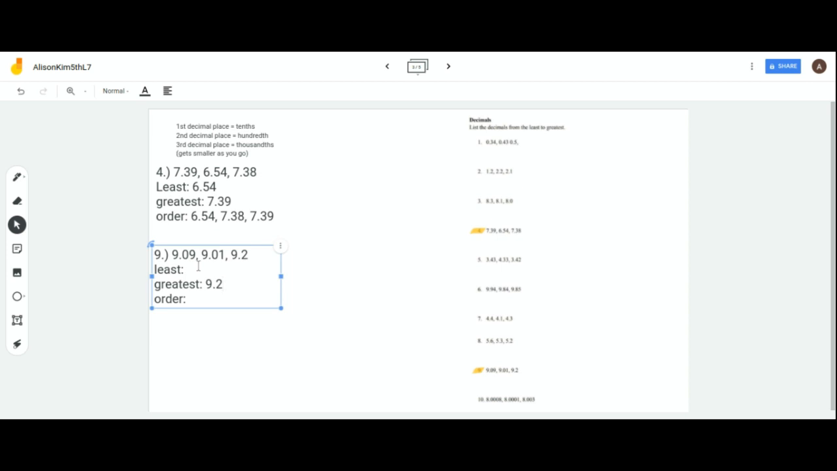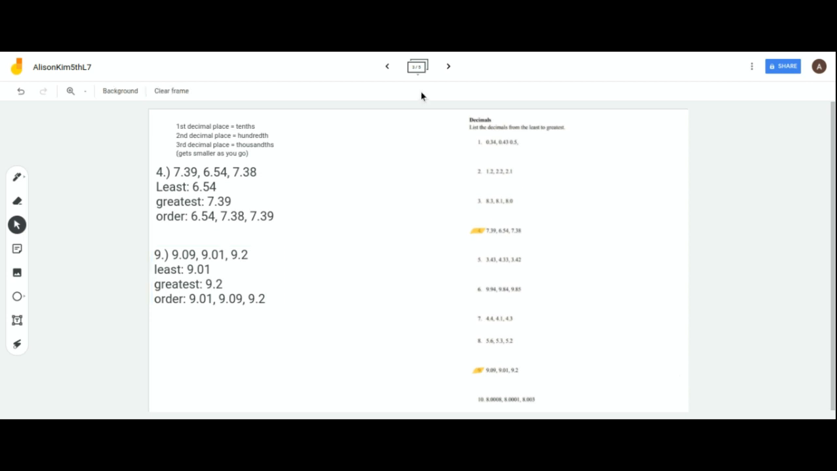Now let's find the least decimal. For these two, up to the tenths place, everything is the same. Then we get to the hundredths place, and this one is 9, and this one is 1. We all know that 1 is much less than 9, so we're going to put right here 9.01 as the least decimal. And it wants us to put in least to greatest once again. So we're going to put 9.01, and then before 9.2, we're going to put 9.09, and then the greatest, which is 9.2. And that's going to be your answer for number 9.